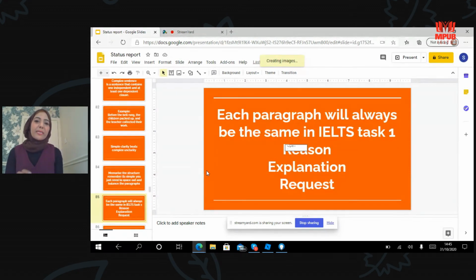So each paragraph will always be the same in IELTS Task 1. You'll have the reason, the explanation, and the request. So if you remember that, if you remember the three criteria, that you'll have the reason, the explanation, and the request.